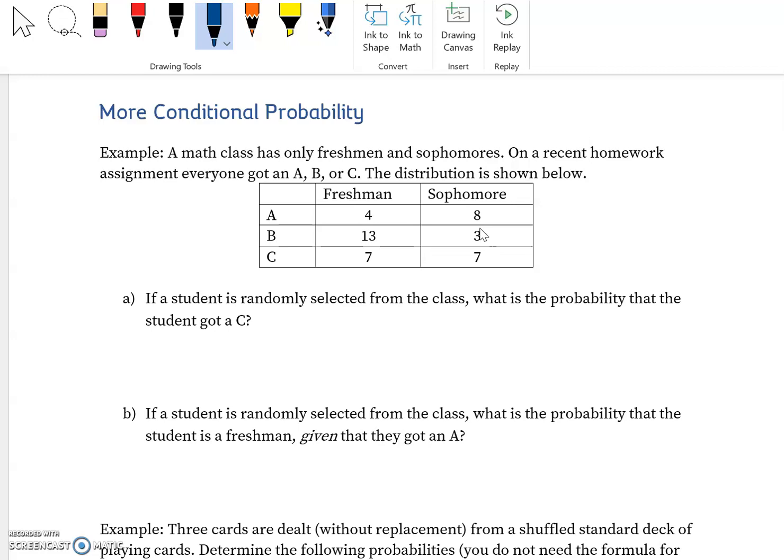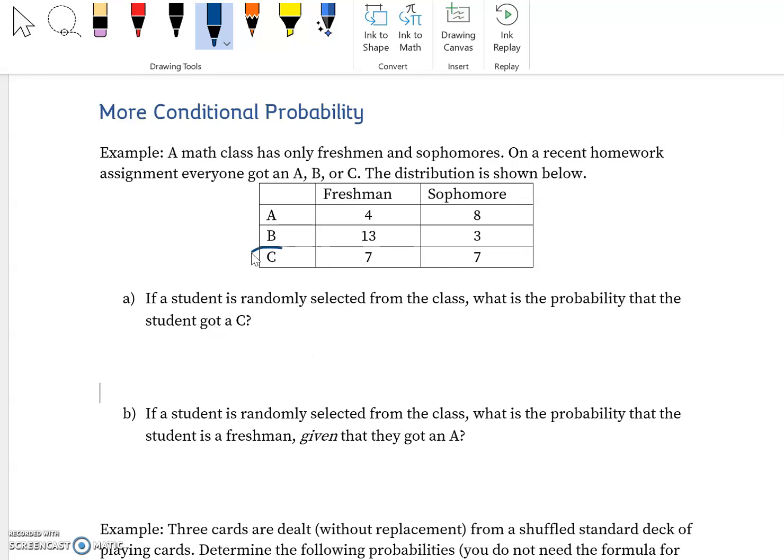So for example, let's say these three students, right? Basically, these are sophomores who also got B's on their assignment. So that's what these entries mean, right? They should have a row and a column meaning to them. So let's start with the first part. If a student is randomly selected from the class, what is the probability that the student got a C?